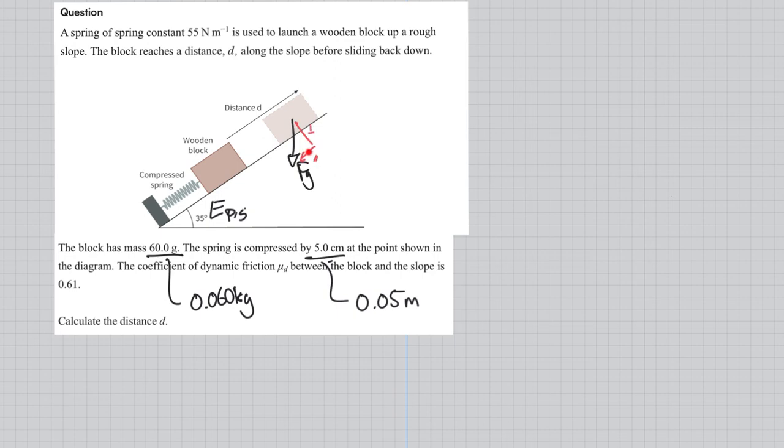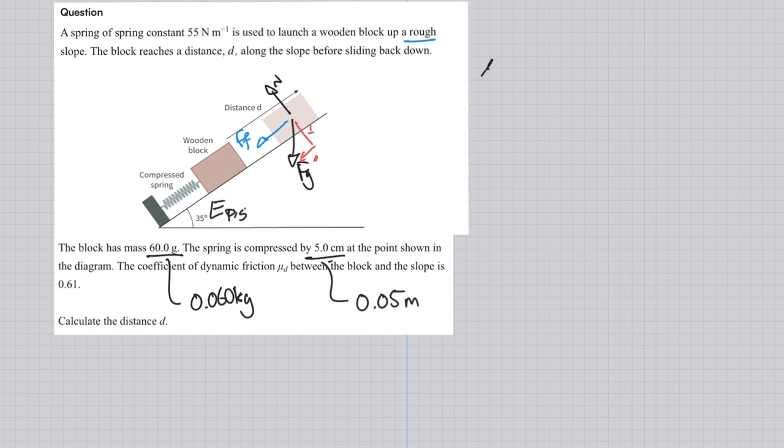And the parallel component is pushing down the ramp, so that's slowing it down. We have our normal force acting on the block, and we're also going to have friction, right, up a rough slope. So we're going to have a frictional force, which is pointing down the ramp as well.